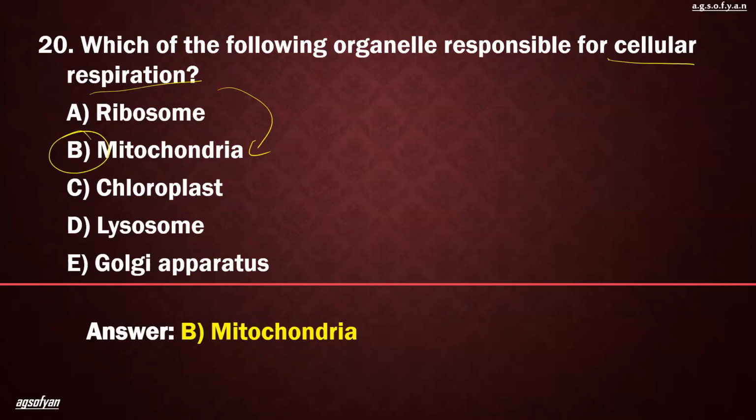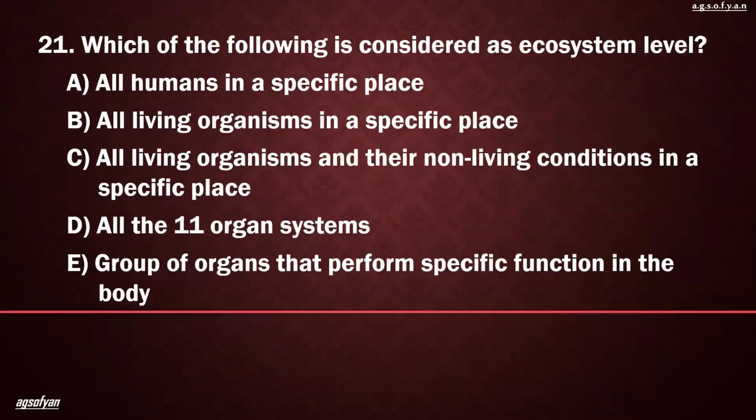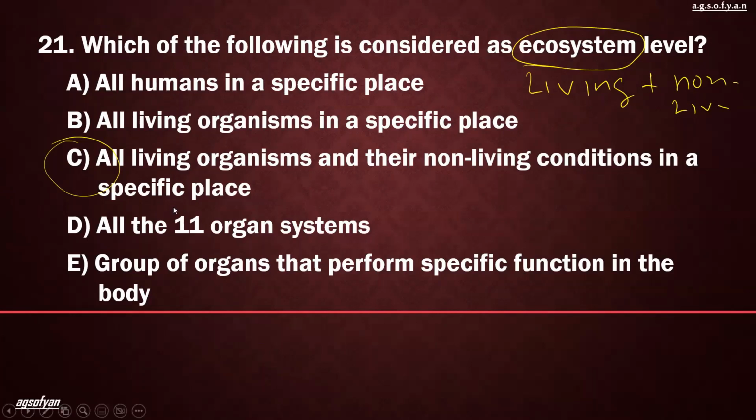So mitochondria. Which of the following is considered as ecosystem level? Remember, ecosystem consists of living and non-living. Which one? Living plus non-living. Living organisms and non-living conditions in the specific place. Yeah, you got this one, living and non-living. So C.